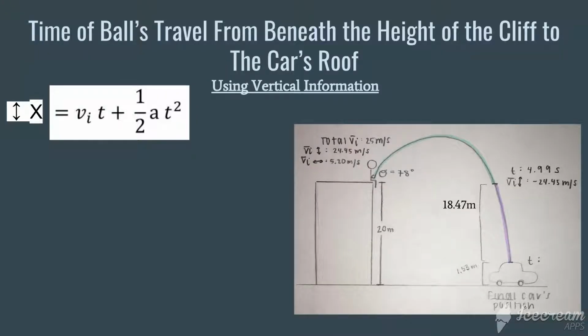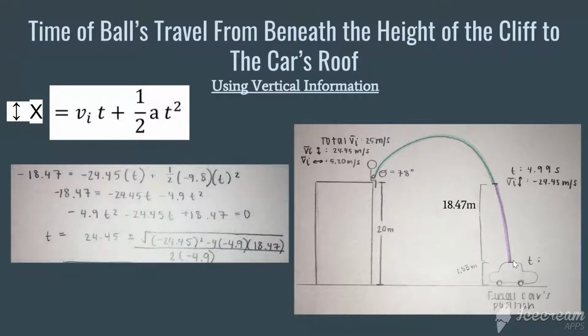Knowing this, we can find the time it takes for the ball to fall this vertical distance. Using the displacement equation, we can fill in the displacement as negative 18.47 meters, which is what you just found, except negative because the ball is falling beneath its initial point. The initial velocity is negative 24.45 meters per second, and the acceleration is negative 9.8 meters per second squared.